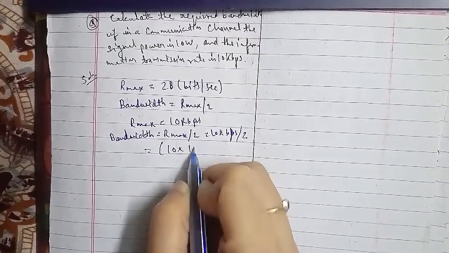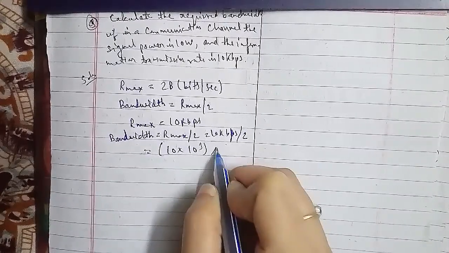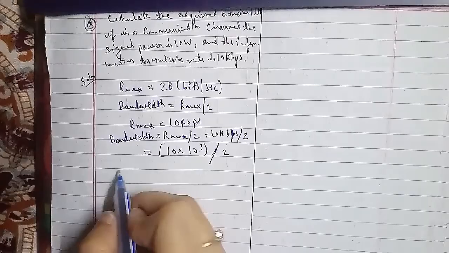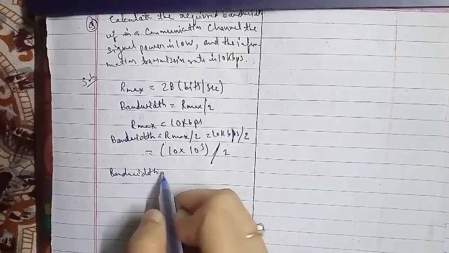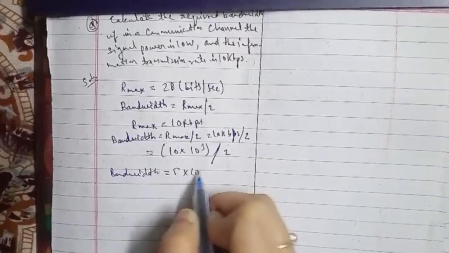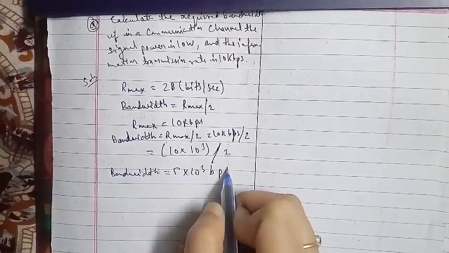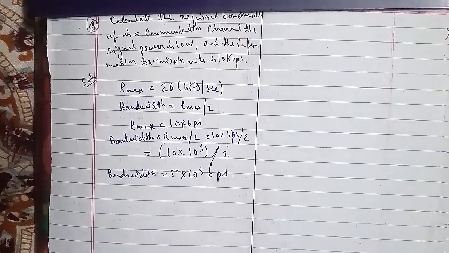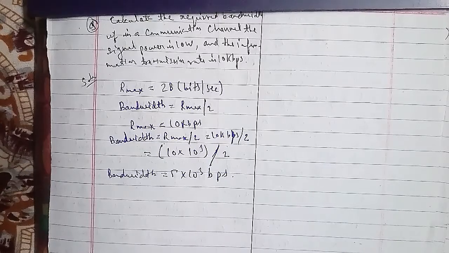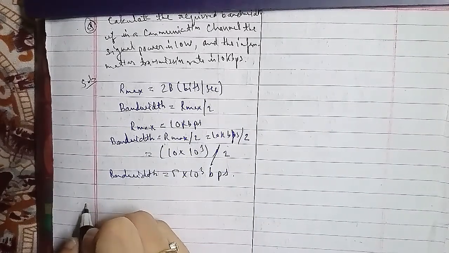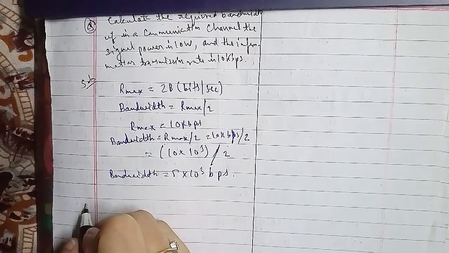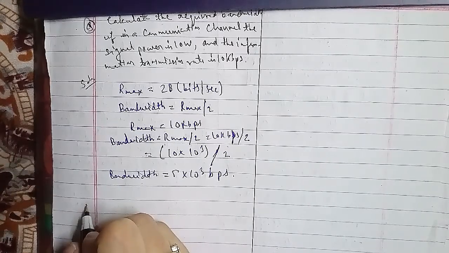It is required to transmit data at a rate of 64 kbps over a 3 kilohertz telephone channel.